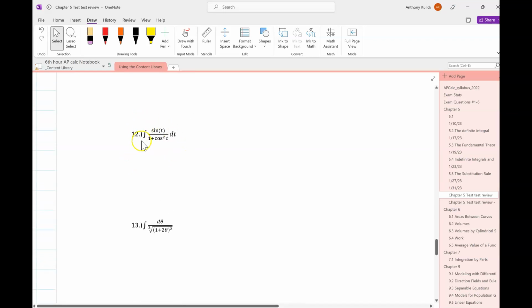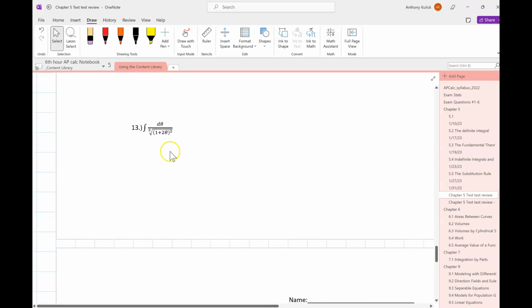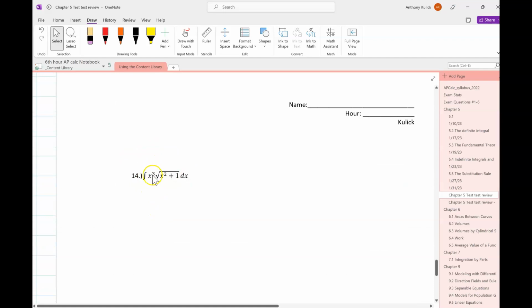But like 12, I can't because I have the quotient of 2 things. 13, I can't because I have a quotient again. Here, 14, I can't because I have a product. I don't know how to do the antiderivatives for quotients and products and compositions. Okay. The hope is that I can u sub that and get it to work.